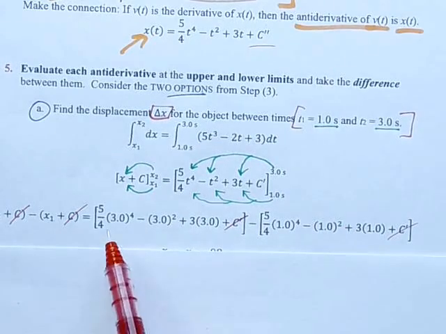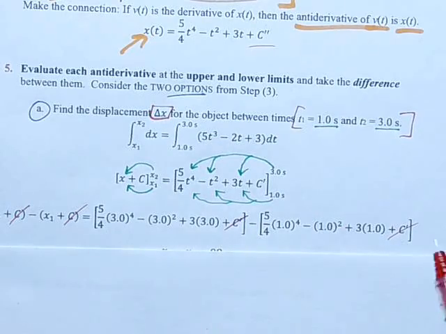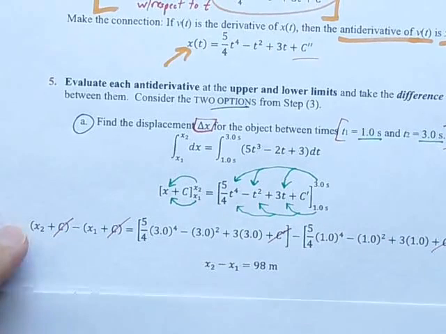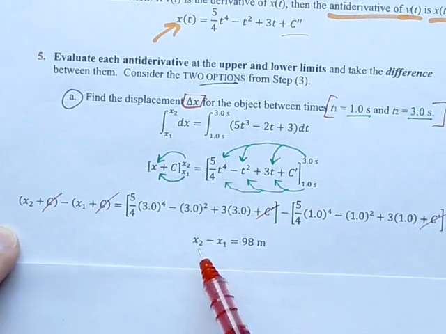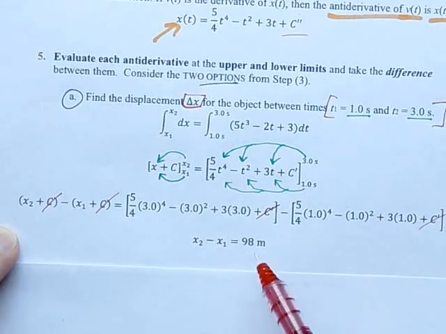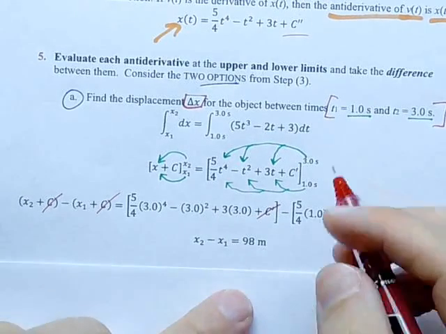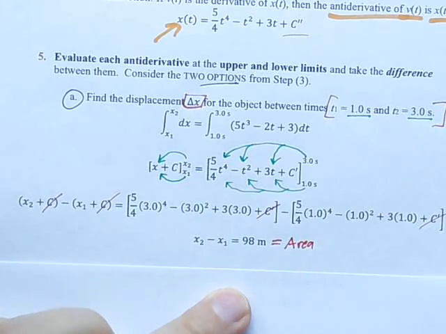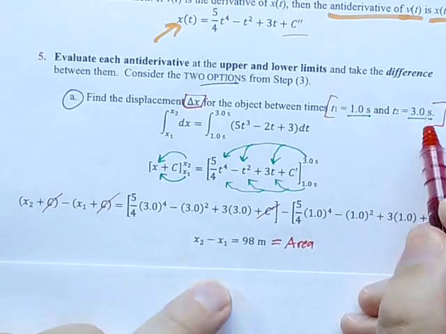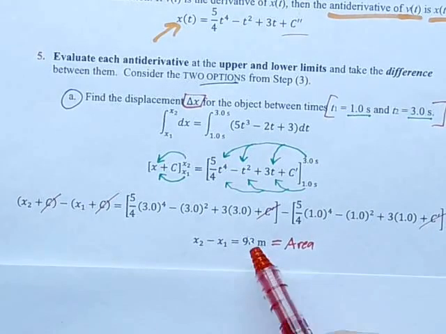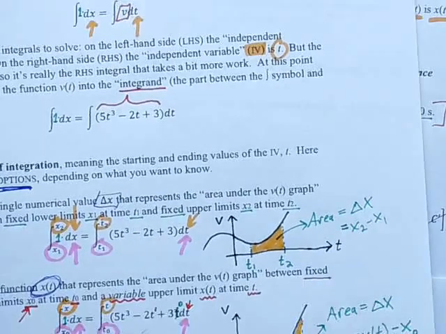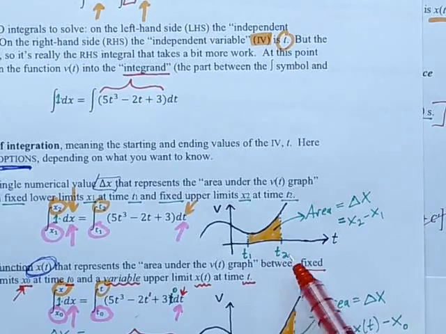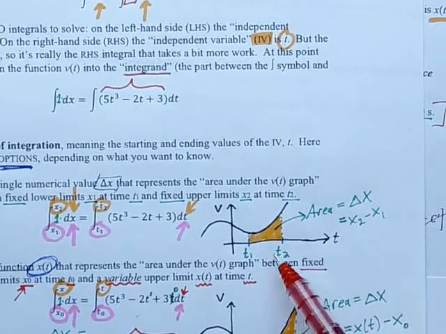Okay, looking at our right-hand side here, we've just got a bunch of numbers to crunch. Left-hand side, all that's left is x2 minus x1. So there we have it. x2 minus x1 equals, crunch all these numbers, we get 98 meters. That is the area under that curve between time 1 and time 2. So 98 meters would be the value of this area here between these two times. So that's the displacement of our object between those two times.